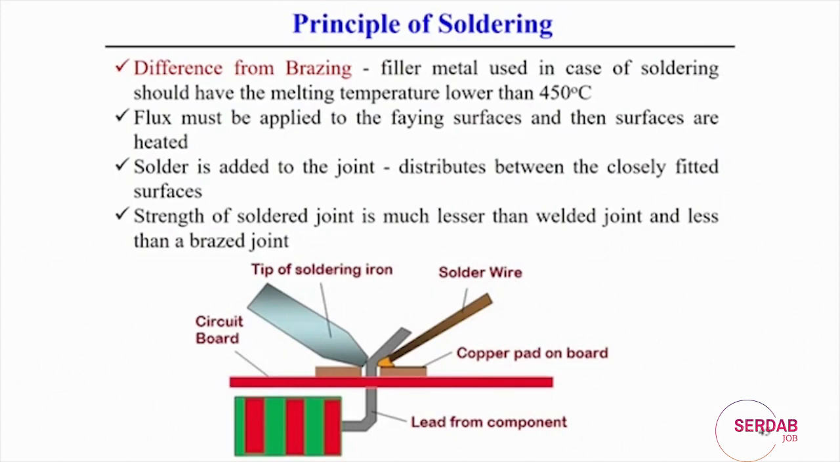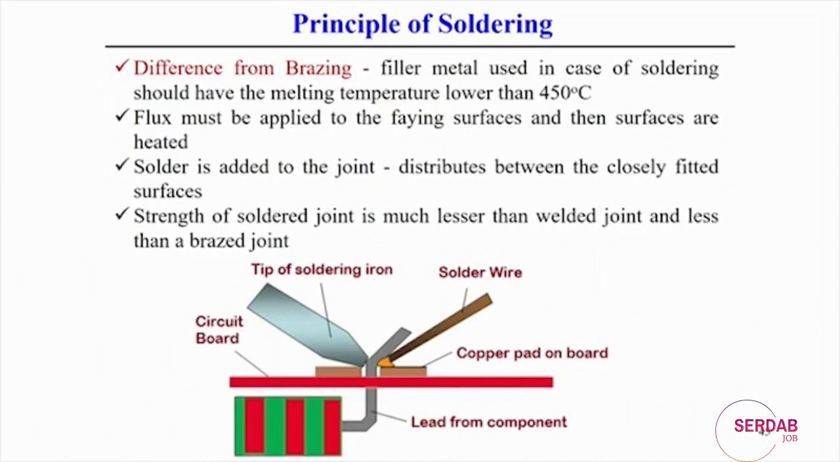But the main significant difference with respect to the brazing process is that the strength of the solder joint is much lower than the weld joint and even less than that of the braze joint. Of course, the applicability of the soldering process is different as compared to the brazing process. The figure explains the soldering process better.